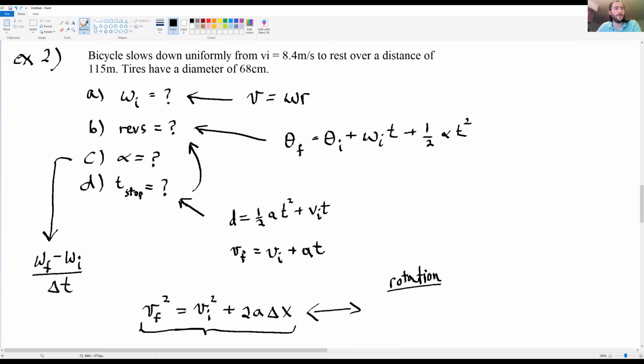If I just go through some method, I will get the answers to all four of these parts eventually, okay? So pick something that seems like it will work. And of course, eventually it will work if you massage the equations enough.